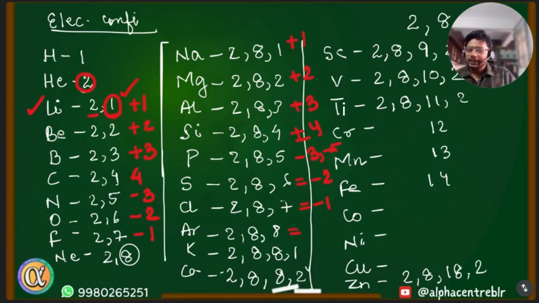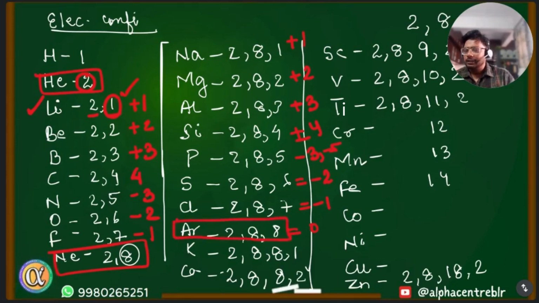Argon has no valency because it's a noble gas. The valency of a noble gas is 0. It neither gives nor takes electrons. Neon, helium and argon are noble gases. They have stable electronic configuration, which means they have either 2 for helium or 8 for the rest in their outermost shell. So they don't give or take electrons. They're stable, they're happy.